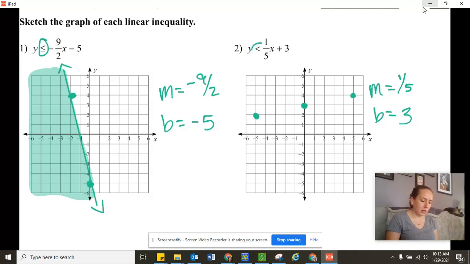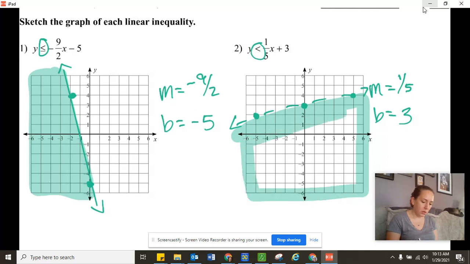This one is just less than, since there's no line under it, I'm going to make a dotted line like that. And I will shade below because it's less than.